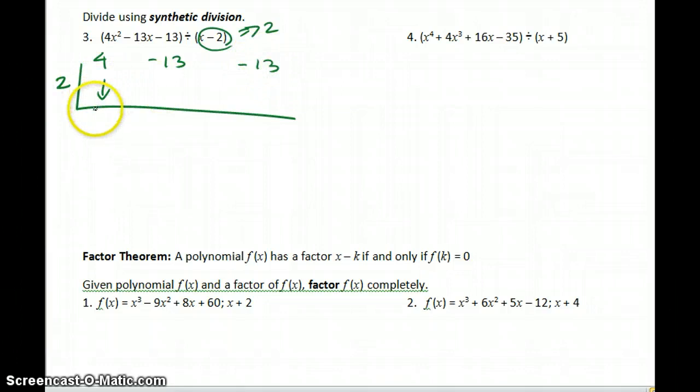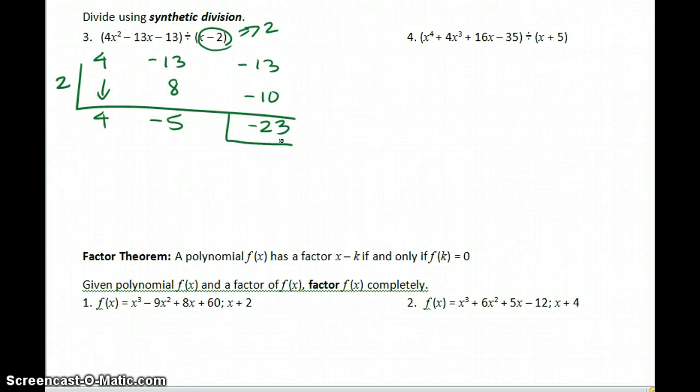Remember for synthetic division, the first thing we do is bring down. Sounds familiar? 2 times 4 is 8. Now we'll subtract or add actually by combining like terms and get negative 5. 2 times negative 5 is negative 10. And something is correct. And so then when I combine these terms, I get negative 23.